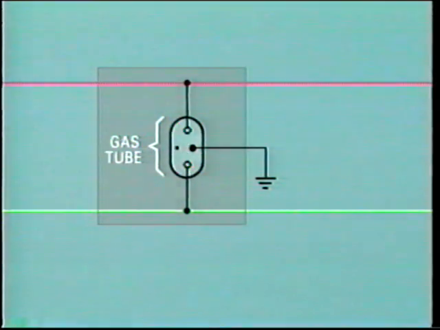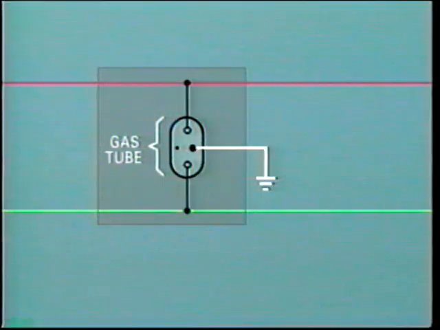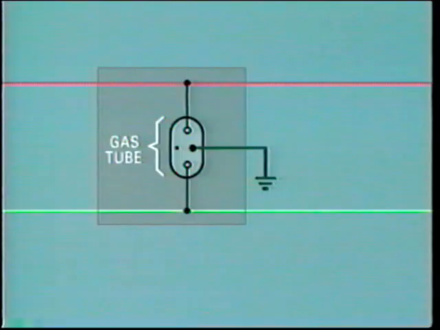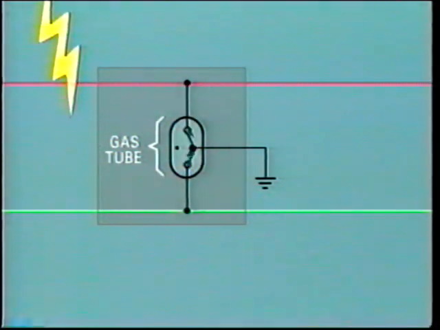Another common type is the three-element shown here. One element is connected to ground and each of the other two elements is connected to one of the conductor pairs. As soon as one element flashes to ground, the second element will also fire. This arrangement makes sure that both conductors discharge to ground simultaneously.